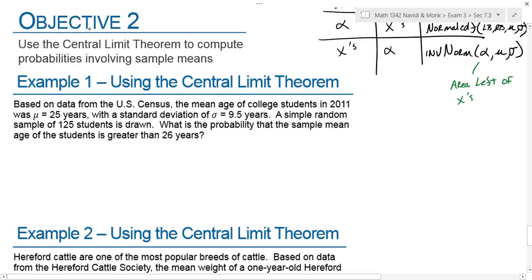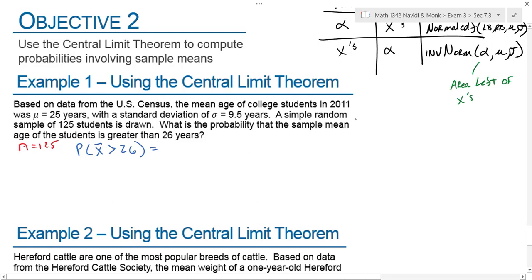Let's read example 1 and use the Central Limit Theorem to help us find a probability. Based on data from the U.S. Census, the mean age of college students in 2011 was 25 years with a standard deviation of 9.5 years. A simple random sample of 125 students is drawn. n here is equal to 125. What is the probability that the sample mean age of students is greater than 26 years? So what I want to know is, what is the probability that x bar is greater than 26 years?